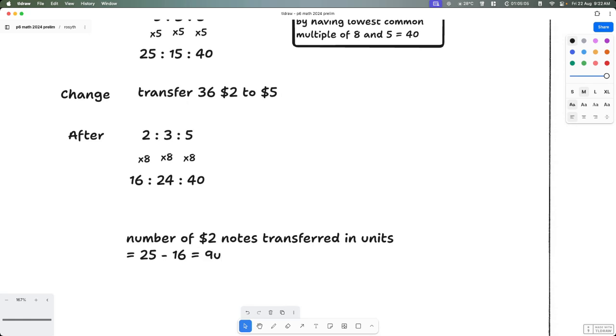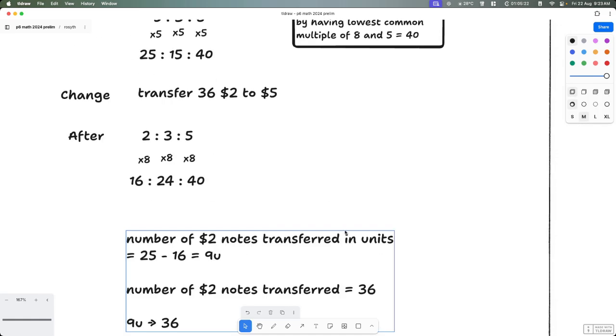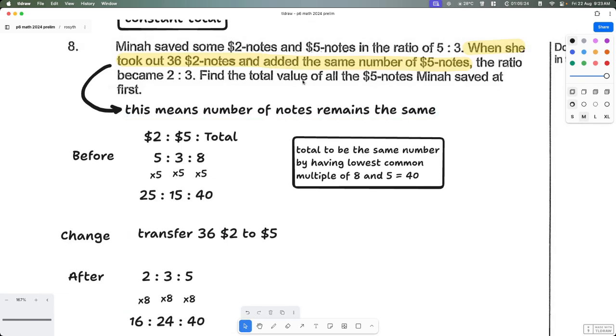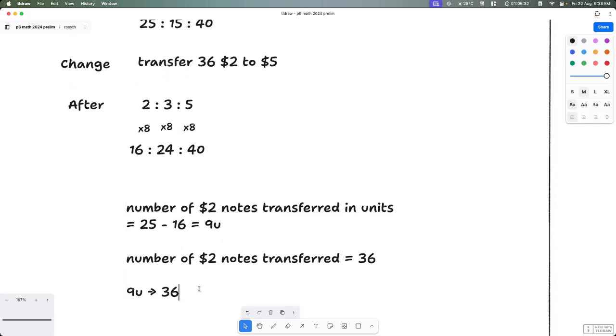And then we know the number of notes transferred is 36. So that means 9 units is equal to 36 notes. Okay, so what do we want? Find the total value of $5 notes saved at first. So $5 notes saved at first, before, which is 15. So I just put 1 unit first, is equal to 36 divided by 9. This will give us 4.